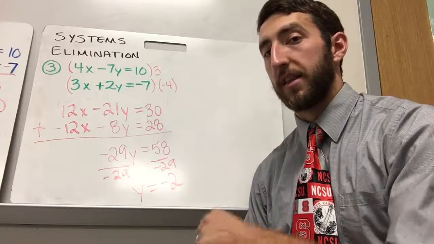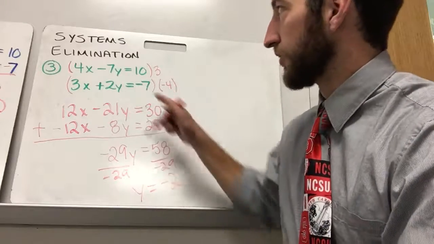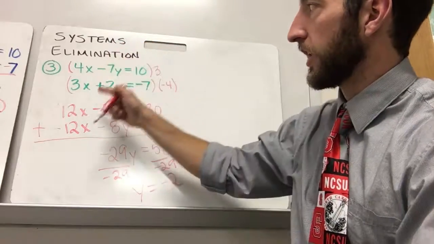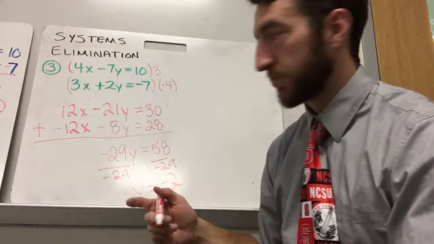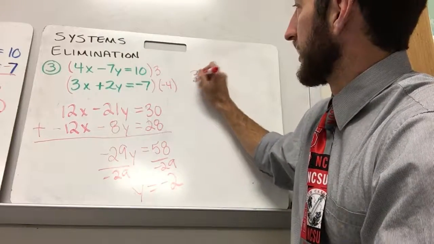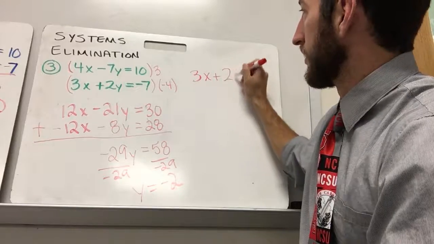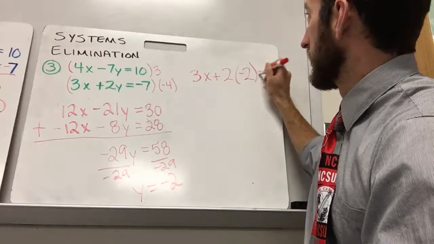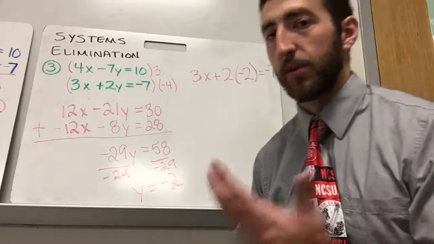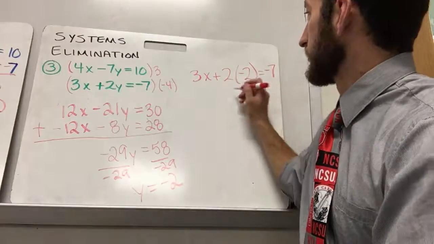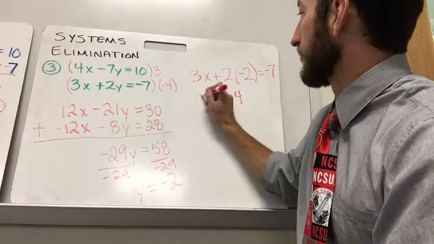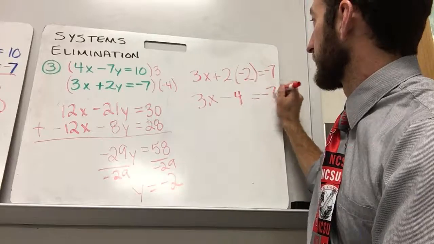Now once I get the y, then I have to sub it back in and get the x. So you can sub it into this equation or this equation. I'm going to use this one just because the numbers are smaller. So I'm going to use 3x plus 2 times -2 equals -7. And then we just solve that equation for x. So multiply out, that's -4. And my 3x minus 4 equals -7.